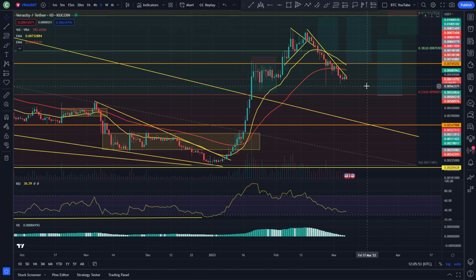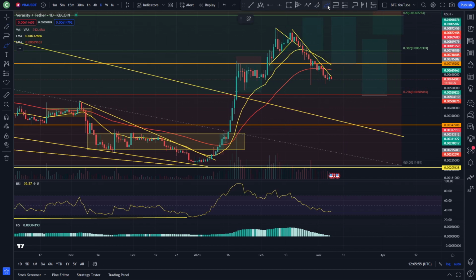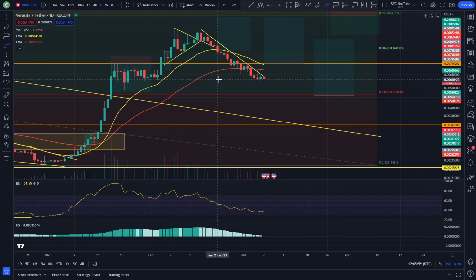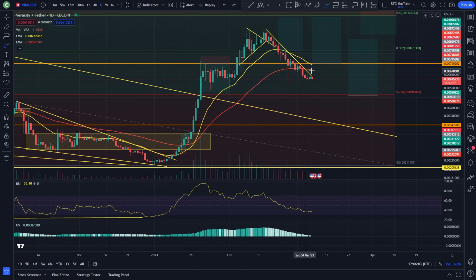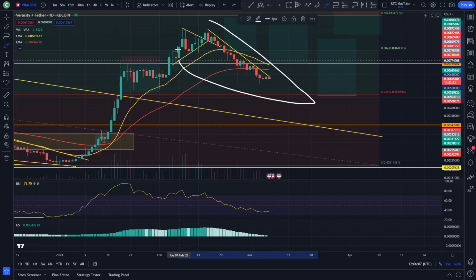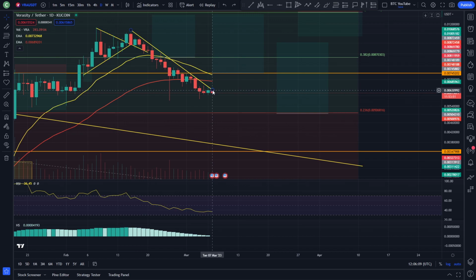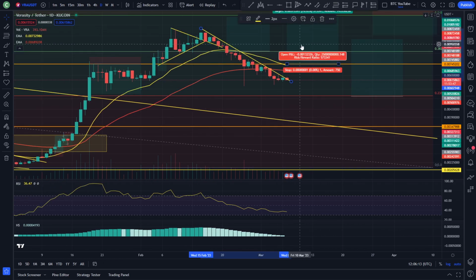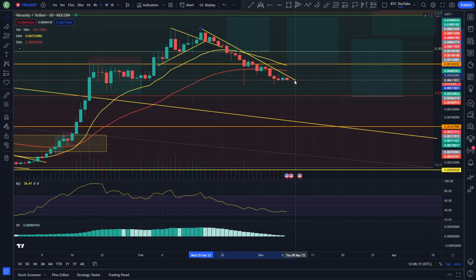We are just taking a quick look at Verasity here, and as we can see, we are essentially continuing to the downside. We're getting a little bit of a bounce at this low now, aren't we? It looks like maybe the momentum to the downside is starting to decrease. You can see that these candles are getting smaller and smaller, but we are still in this downtrend, firmly continuing to the downside. You can see I've drawn in a bit of a trend line here for Verasity.